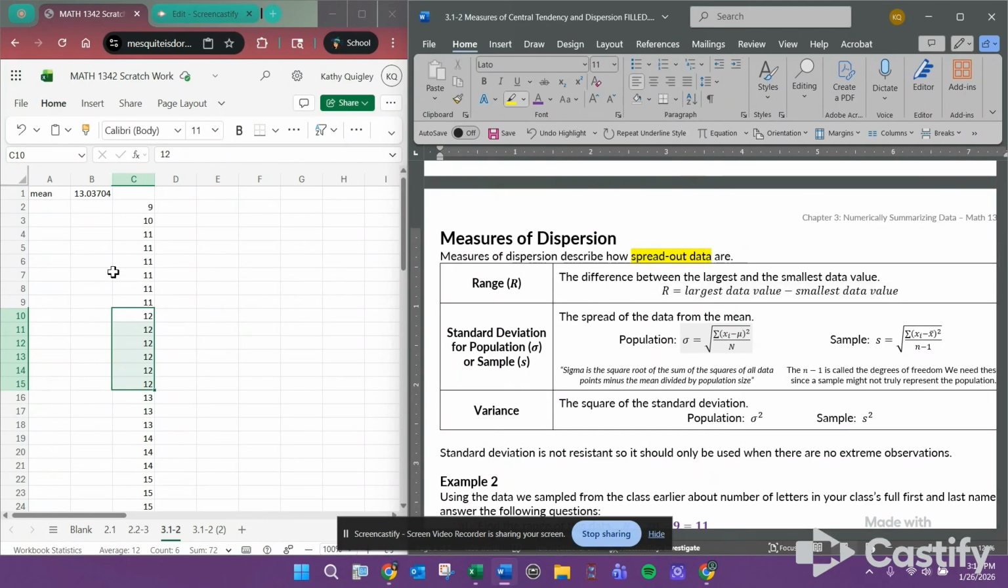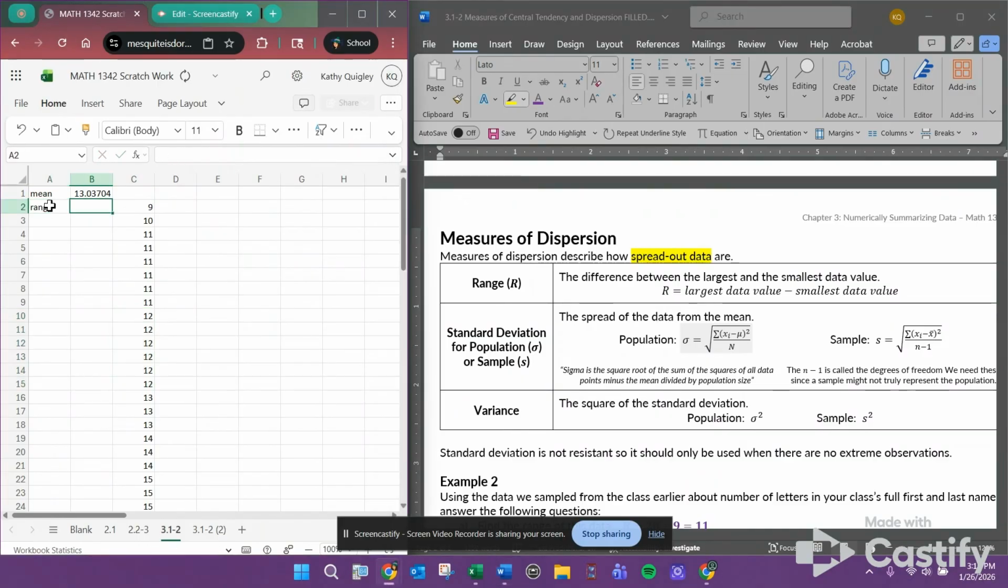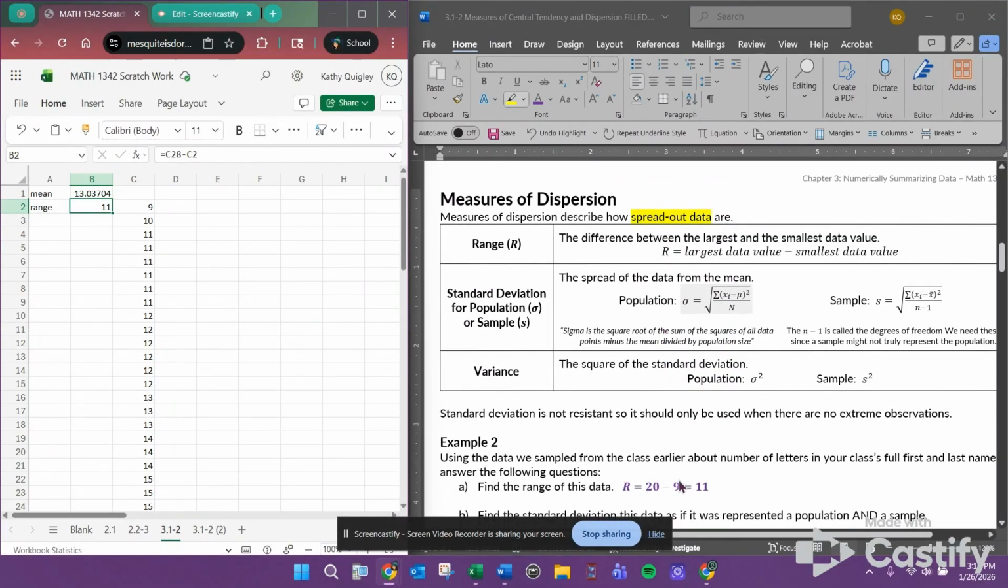Of course, a lot of this math is easy and in our head, but we can always do this in Excel. So our largest value is 20 and our smallest value is 9. We can tell Excel to do our largest minus our smallest, and it would tell me 11. I could have done that in my head, but there we have the range. And voila, that was the first question. Got ahead of myself a little bit.